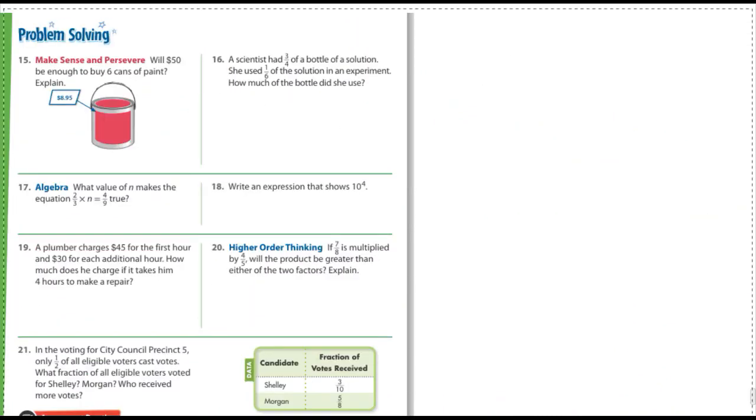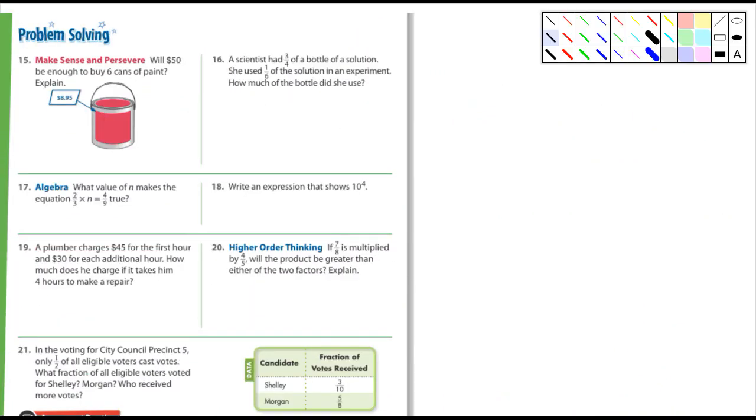The problem solving, let's look at that really quick. Then this video ended up being a lot longer than I had hoped. Make sense and persevere. Will $50 be enough to buy 6 cans of paint? There's the price of each can, so 6 times that. See if you have enough money. Number 16, a scientist had 3/4 of a bottle of a solution and she used 1/6 of the solution in the experiment. How much of the bottle did she use? So what are we doing? We're multiplying 3/4 times 1/6. And I see some cross-canceling you could do.